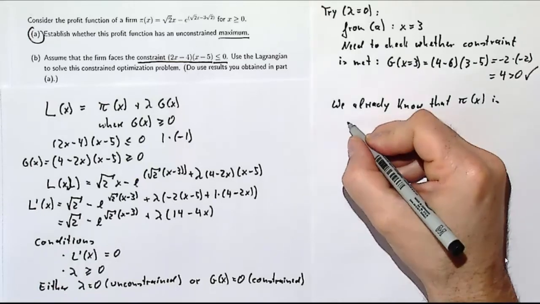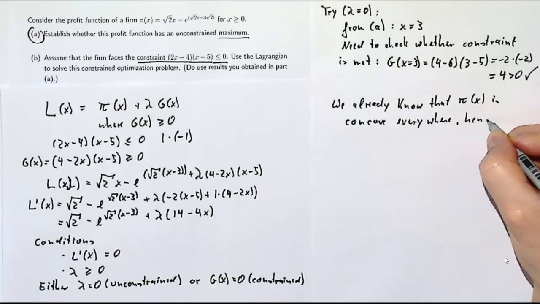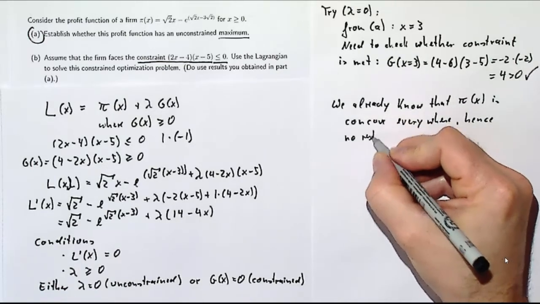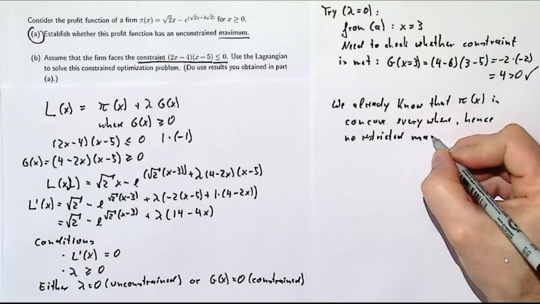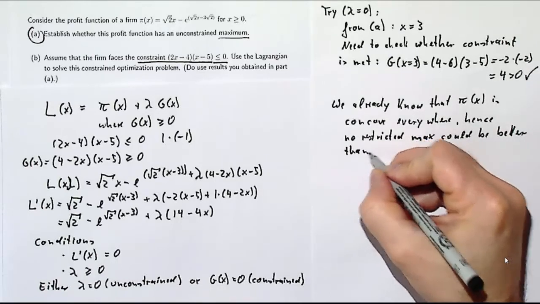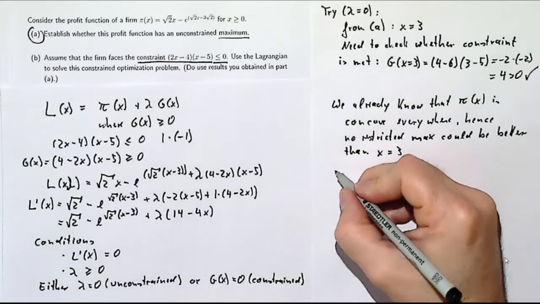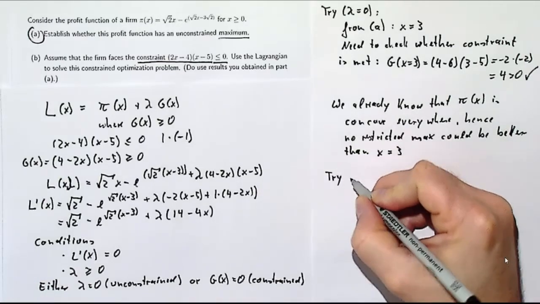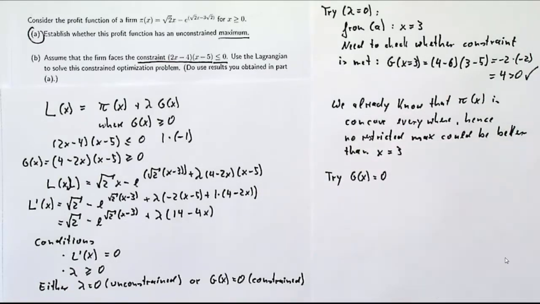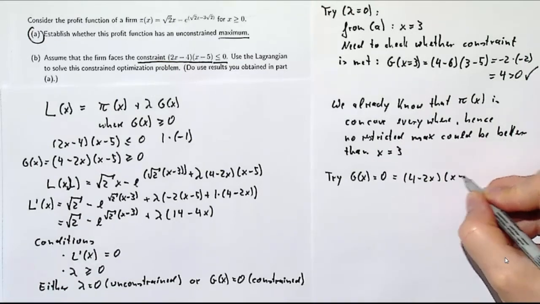As we already know, our profit function is concave everywhere. And we therefore figured out in part A that our optimum at x equals 3 is a global maximum. We know that no other restricted maximum could possibly be better than x equals 3. So if you make this argument, you can stop the solution here. You have a complete solution using the information you gathered in part A.